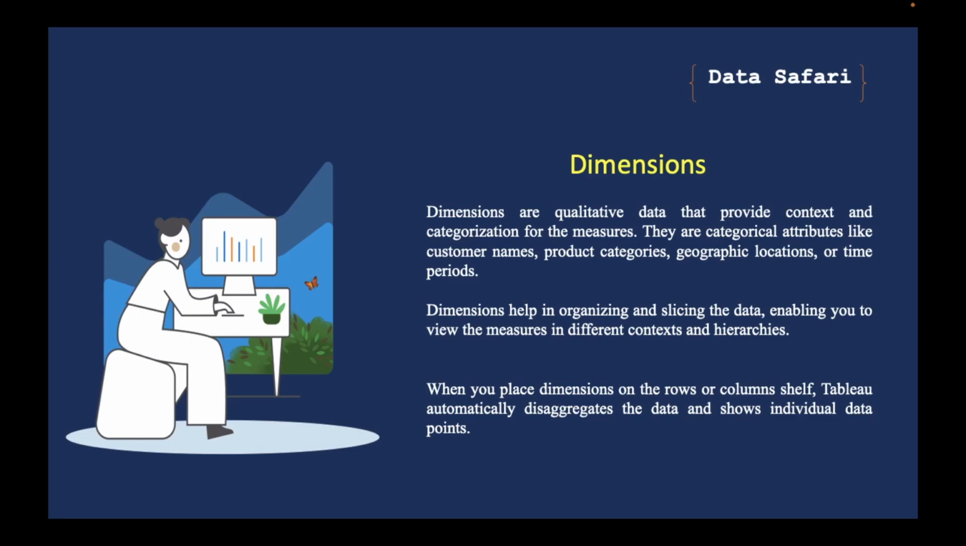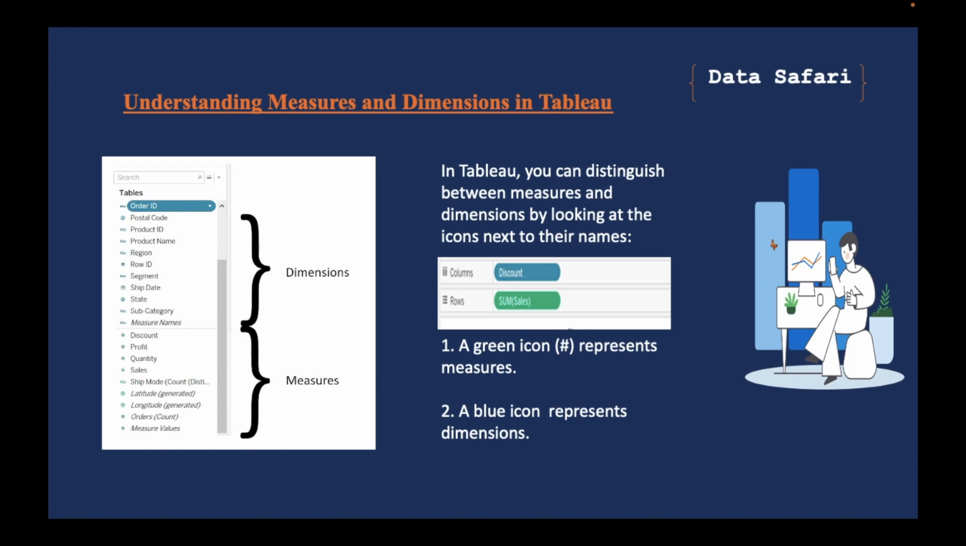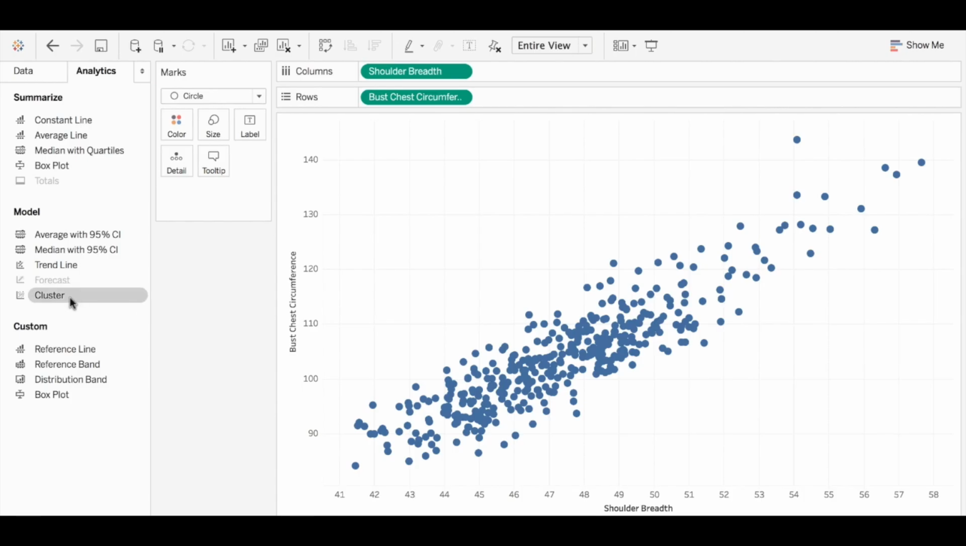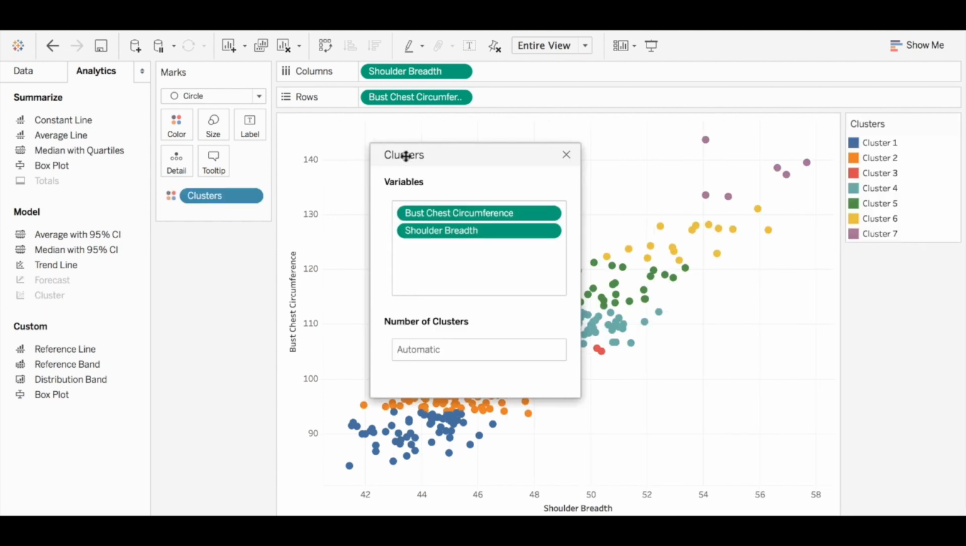Dimensions play a crucial role in breaking down and segmenting your data. They enable you to view your measures in different contexts and help you to understand the characteristics of your data better. Now let's see how measures and dimensions work together to create meaningful visualizations.